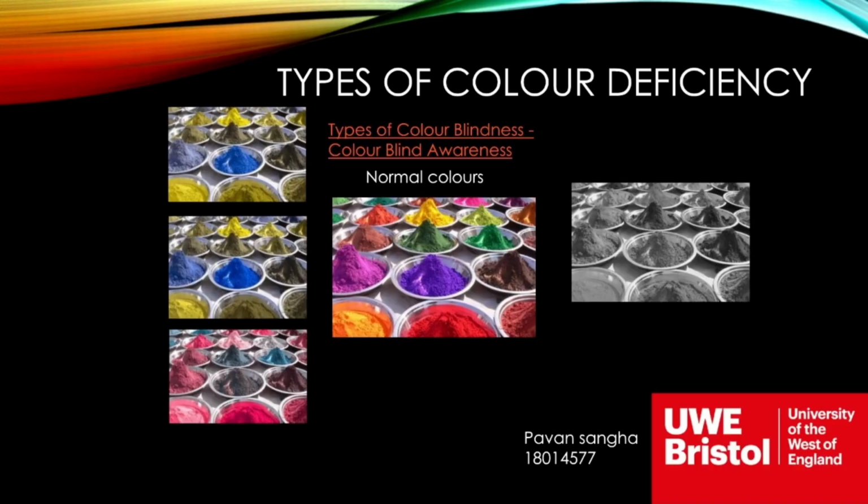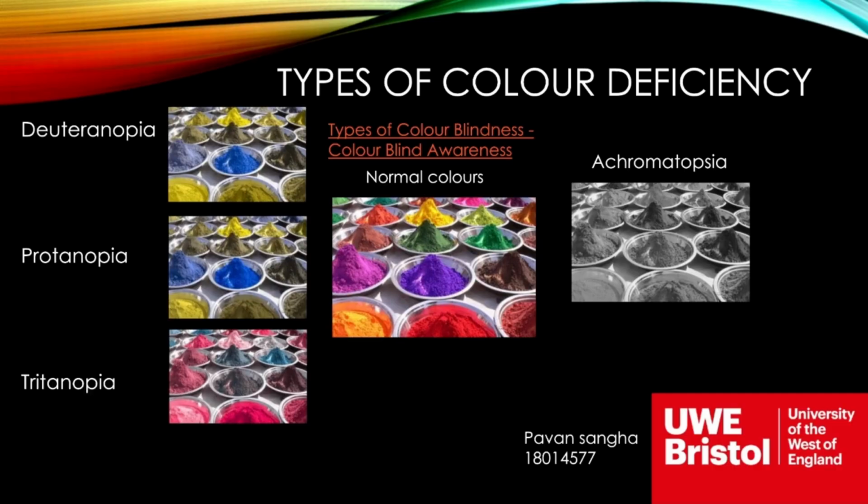So I will be focusing on 4 types of color blindness. One being deuteranopia, which is green blindness, achromatopsia, which is total color blindness, protanopia is red blindness, and tritanopia is blue and yellow blindness.